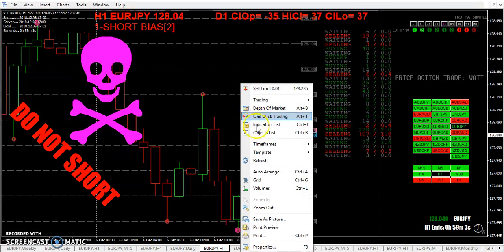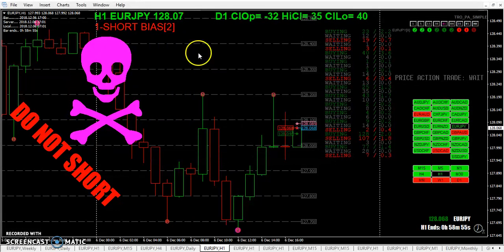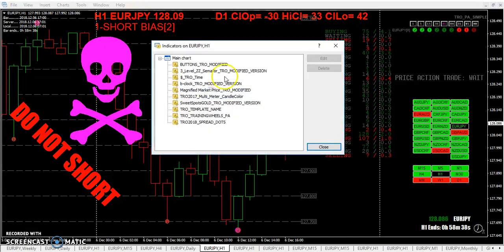And for those of you just tuning in, those balls are being placed by the 3-level ZZ semaphore indicator that I modified, and that's what gives this message. So you can see here, 1 ball short bias, so that means 1 ball was at the top 2 bars ago. See, 1 bar ago, 2 bars ago. So that's how to read that indicator there, which is this one that I modified.